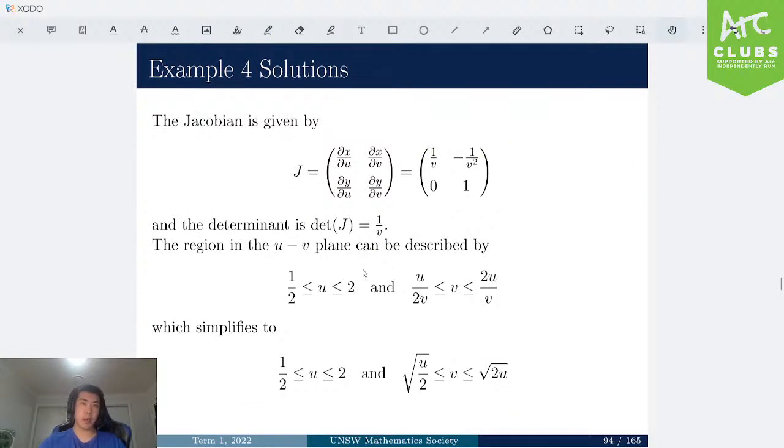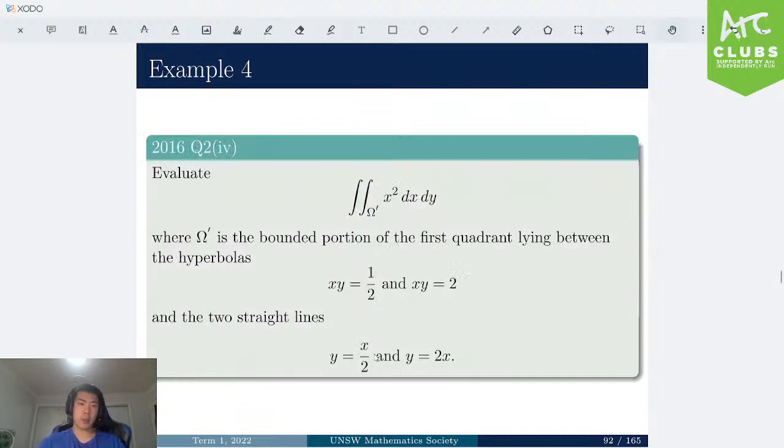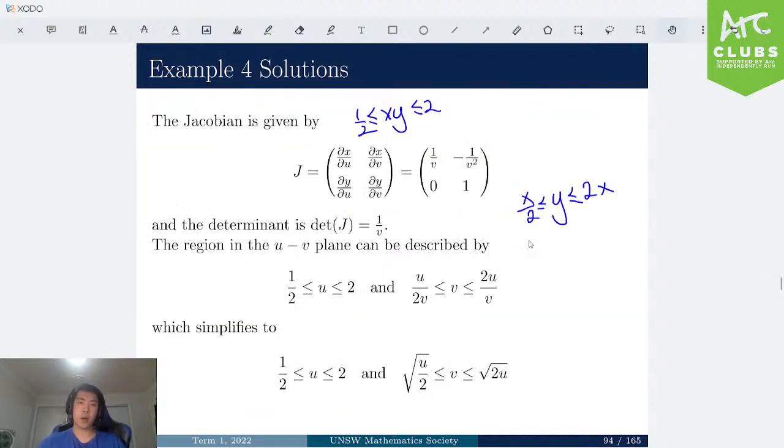Firstly, note our changes in our boundaries. U lies between half and 2. Why is that? That's because we had our hyperbolas lying between half and 2. And we also have v lying between u on 2v and 2u on v. Why is that? Well, that is because our y lied between, I believe, x on 2 and 2x. Let me double check that. Okay, y lies between x on 2 and 2x. And so we have y lying between these two functions. But since our x equals u on v, this just becomes u on 2v, and this just becomes 2uv.